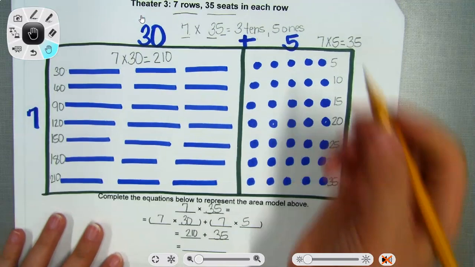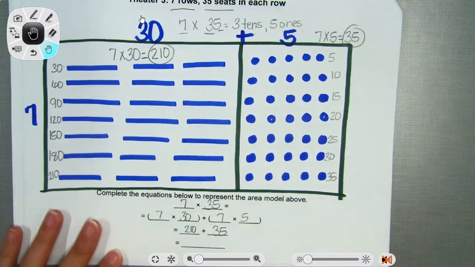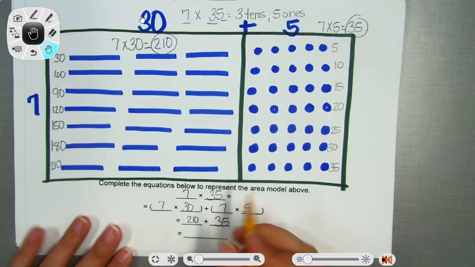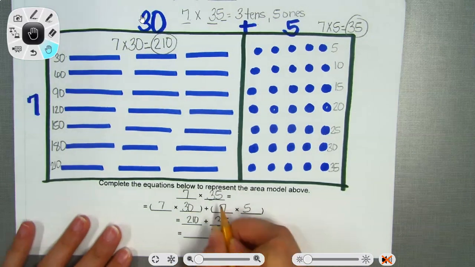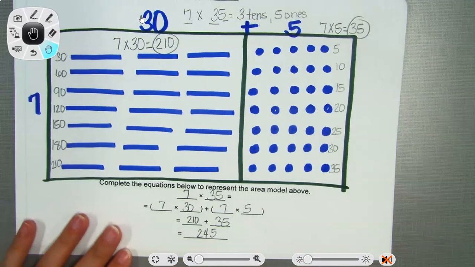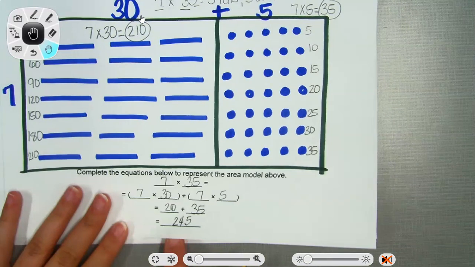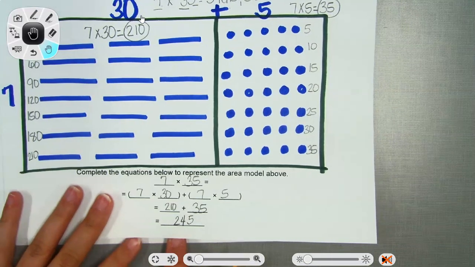So now I'm going to take my tens and my ones and I'm going to add them back together. So that means that I have 245. 7 times 35 is 245. Okay. I want you to do the last one on your own.